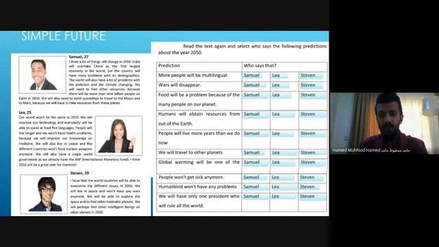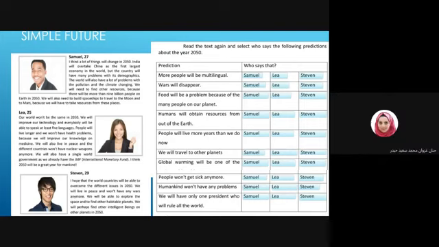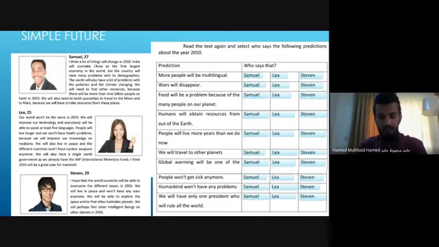The other one, humans will obtain resources from out of the earth. Who said so? Hanan? Samuel. Exactly. Samuel said that he thinks that we will need, not have, we will need to get resources from out of the earth. And what about Stephen? Stephen thinks that we will travel to other planets.